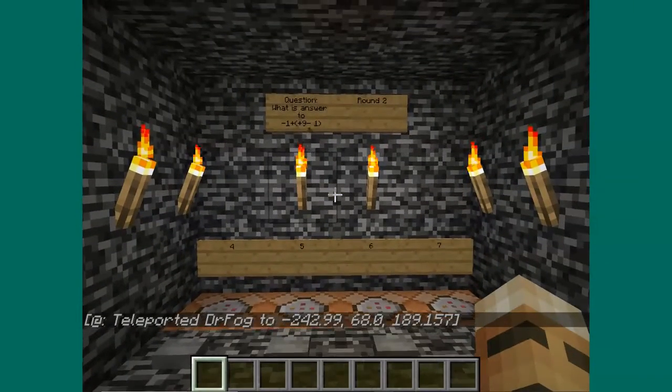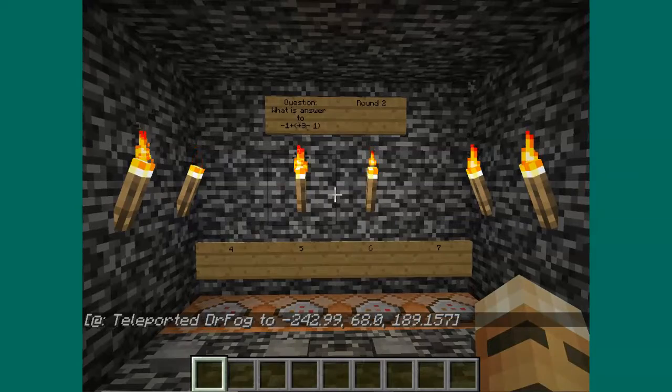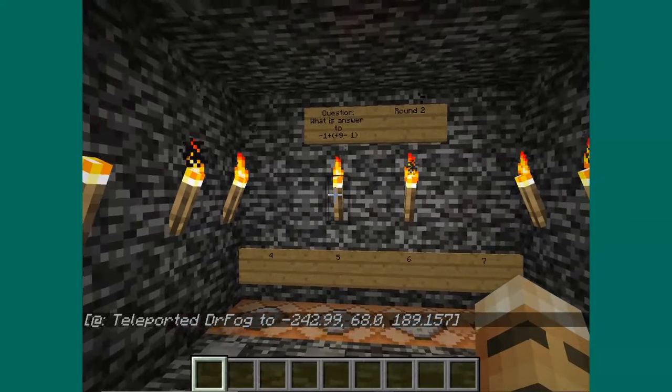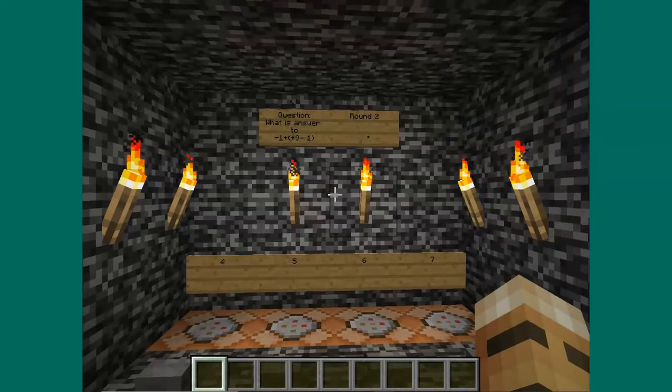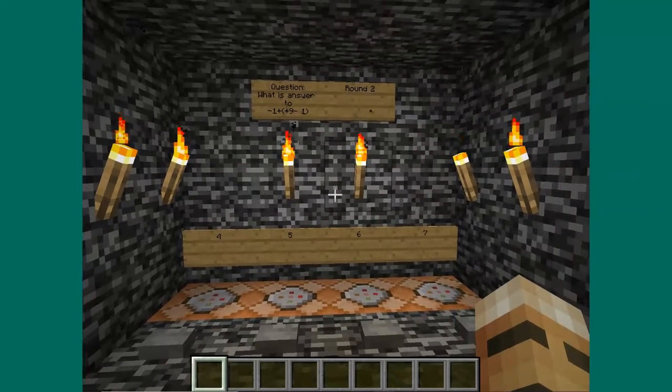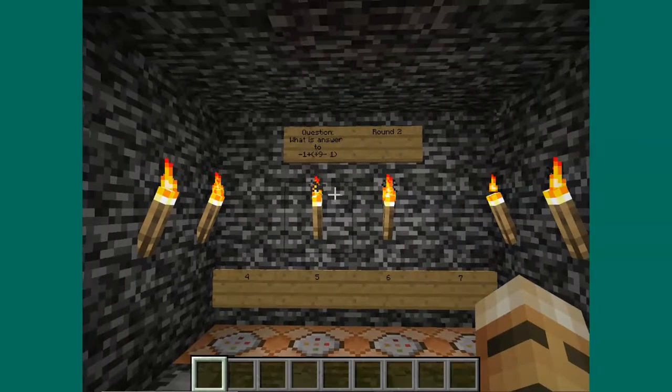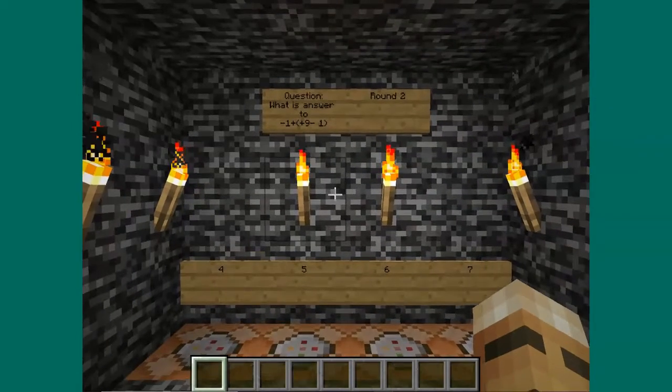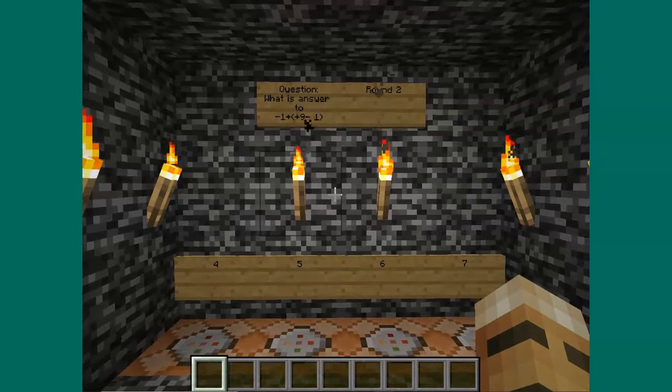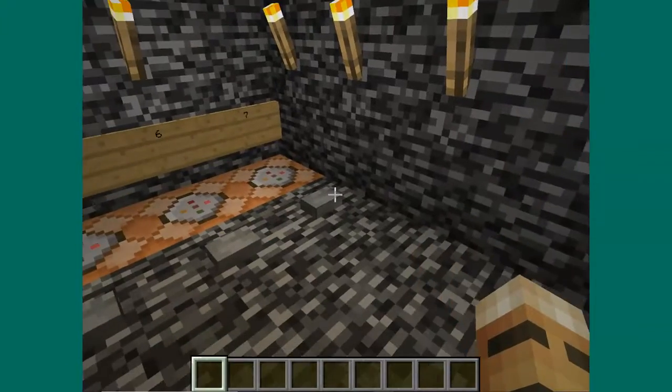Round 2. Question, what is the answer to -1 plus 9 minus 1? Ooh, these are getting trickier. So, plus 1 minus 9 is 8. And minus another one is 7.